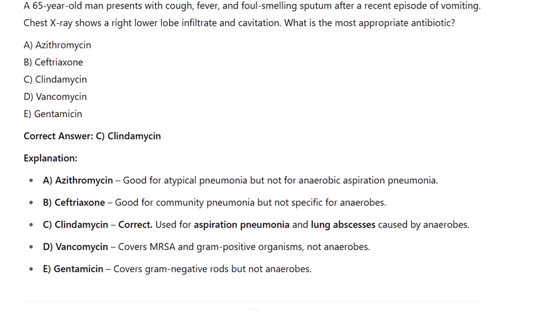D. Vancomycin, covers MRSA and gram-positive organisms, not anaerobes. E. Gentamicin, covers gram-negative rods but not anaerobes.